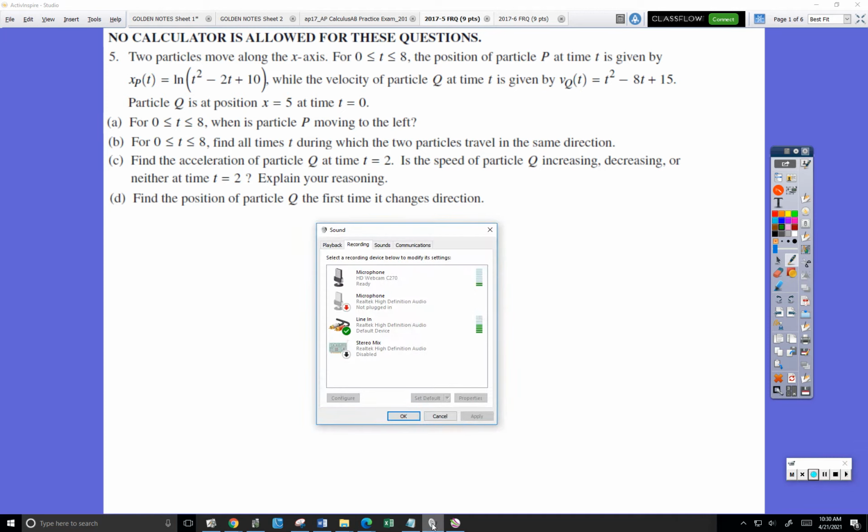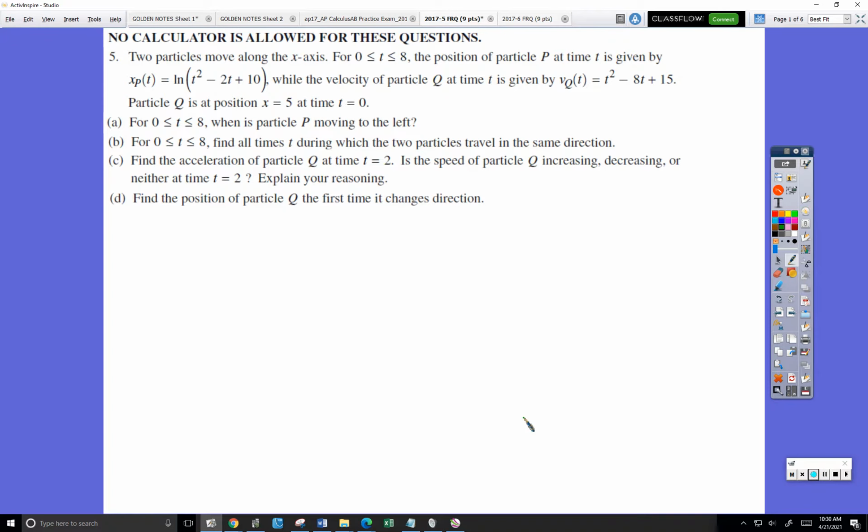So 5a. Two particles. Ooh, there we go. Haven't seen that for a while. Instead of one particle, now it says two. Shouldn't really change my thinking very much, so just keep reading.